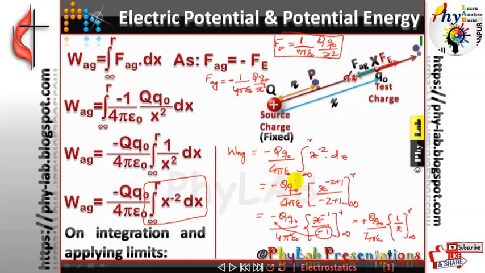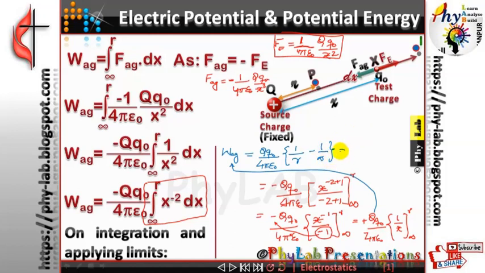Applying the limits, friends. Work done by the agent, I am bringing it over here, please pay attention. Work done by the agent will be q naught upon 4 pi epsilon naught, limits 1 upon upper limit, that is 1 by r, minus 1 upon lower limit, that is infinity. Now what is 1 upon infinity? It is 0. So this expression becomes q naught upon 4 pi epsilon naught into 1 by r.